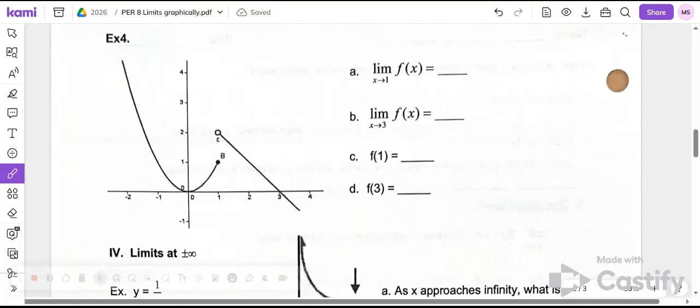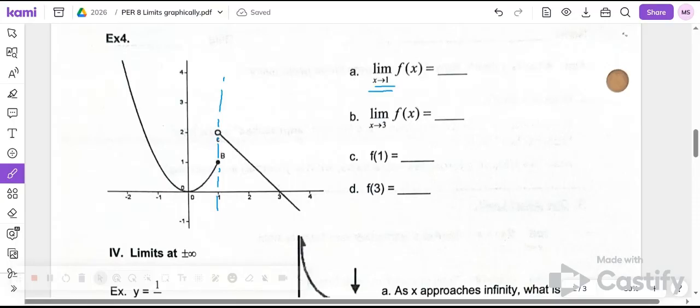Alright, so the limit as x approaches 1. Now, I'm not asking you for a left or right side, so you have to be careful. Go to 1, draw a line. Do you notice you're in two different spots? What do you think the limit would be at 1? Well, here's the problem.